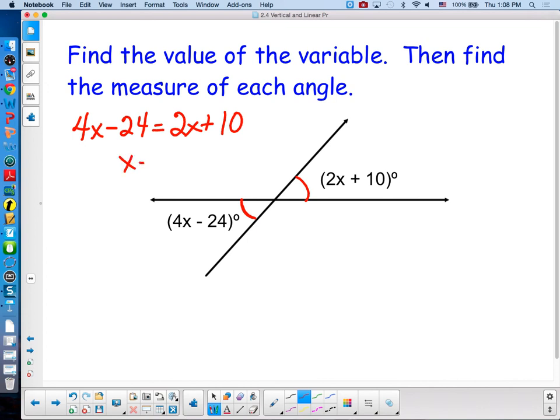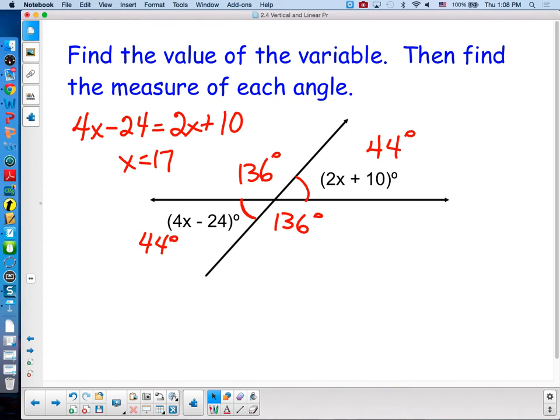Okay, and those that did that right, what's x end up? 17. So how many degrees is this angle? 44. And this one should be 44 also. We're plugging in to make sure it works out right. Question on that part? And did anyone find these other angles? 136.